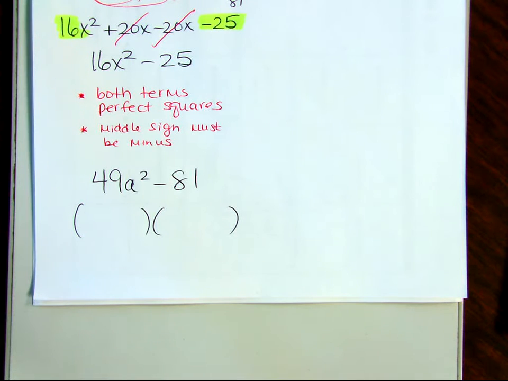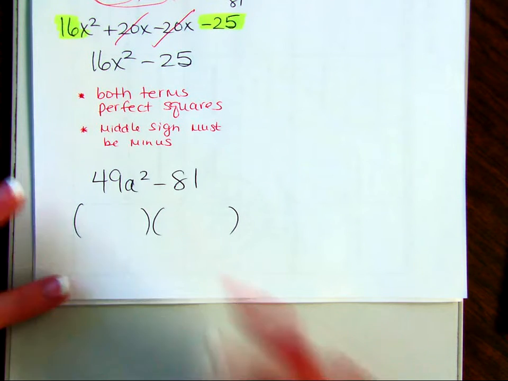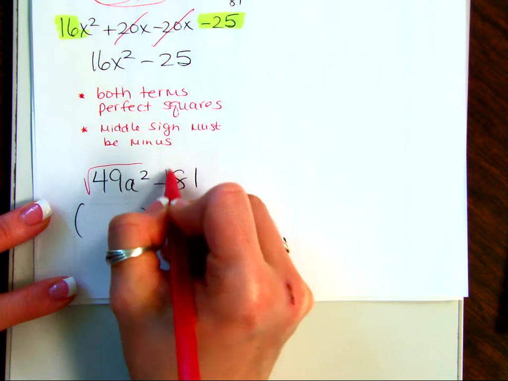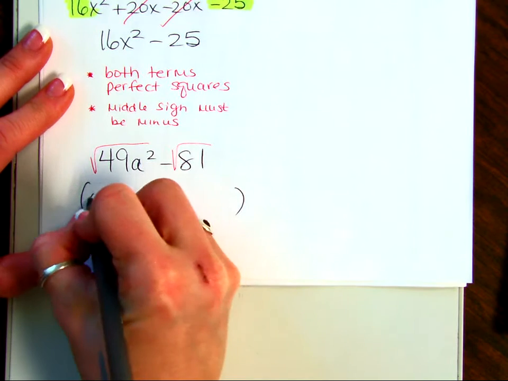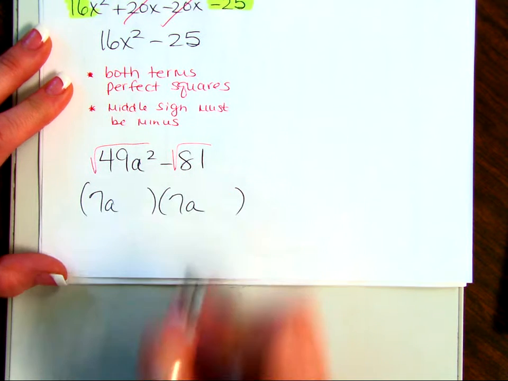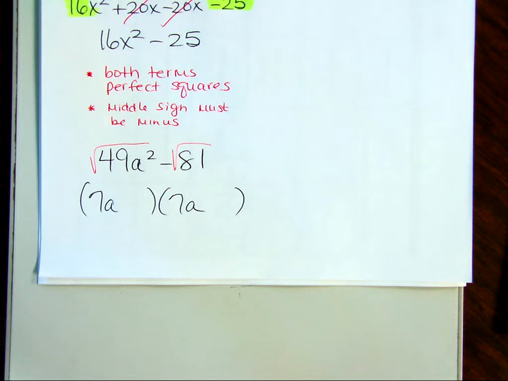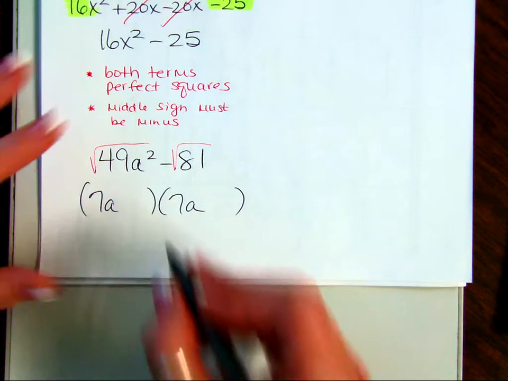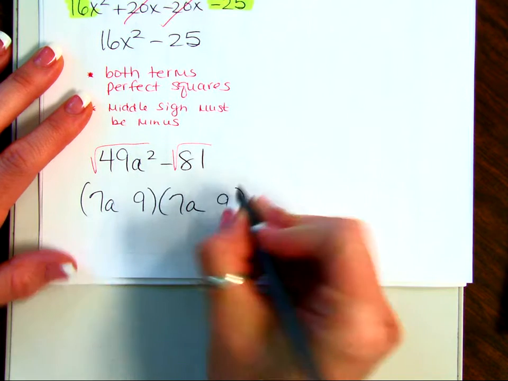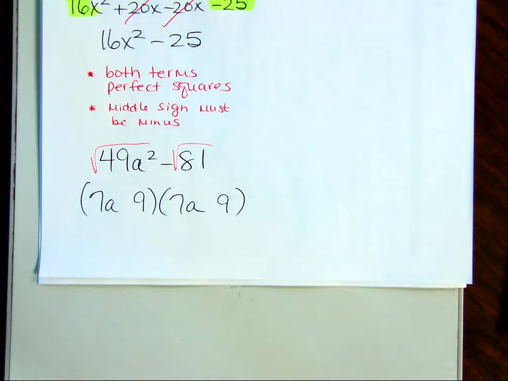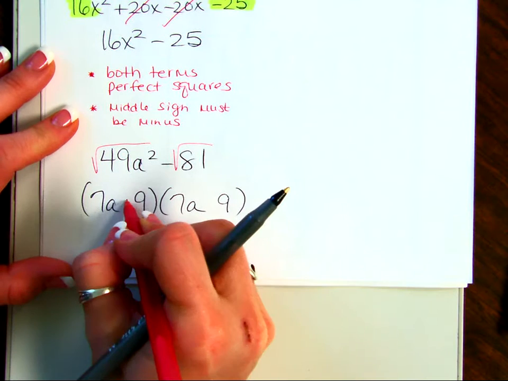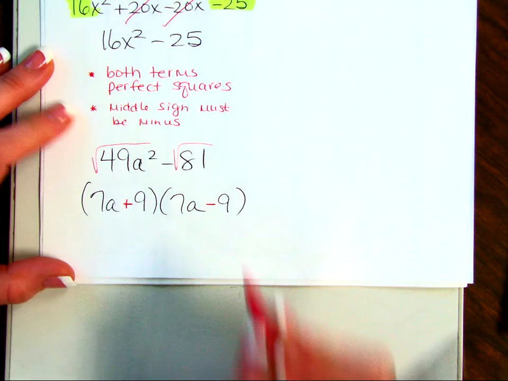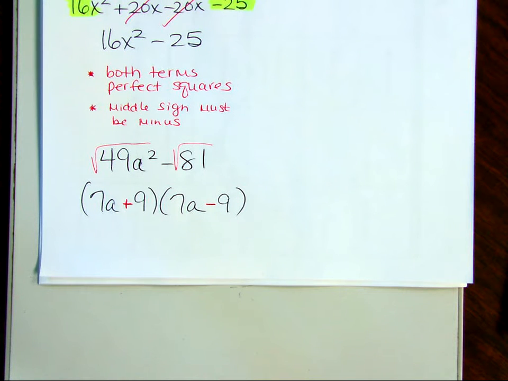And watch, this is all you really do. You just say, I'm taking the square roots of each of these numbers, right? So what did I multiply by itself to get 49a squared? 7a times 7a. What did I multiply by itself to get 81? 9 and 9. And that 81 is negative. And the only way to get a negative is if you multiply a positive times a negative, yes. Okay, does that make sense?